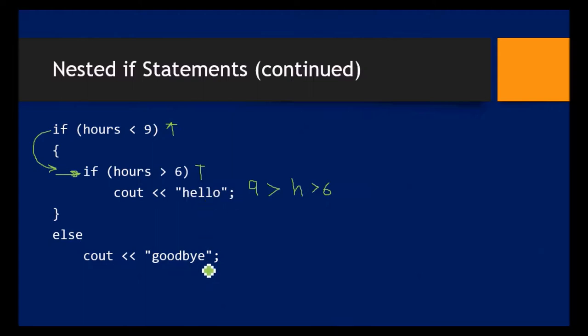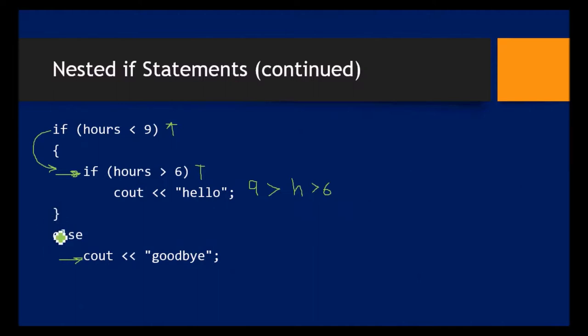All right, now what about goodbye? How does it get down here to run this cout statement? It runs the cout statement that displays goodbye as part of the else clause. The question is, which if does this else belong to? Here's the solution to this problem. The compiler will match the earliest preceding if that it can find to go along with the else, but it will not go inside a compound statement.